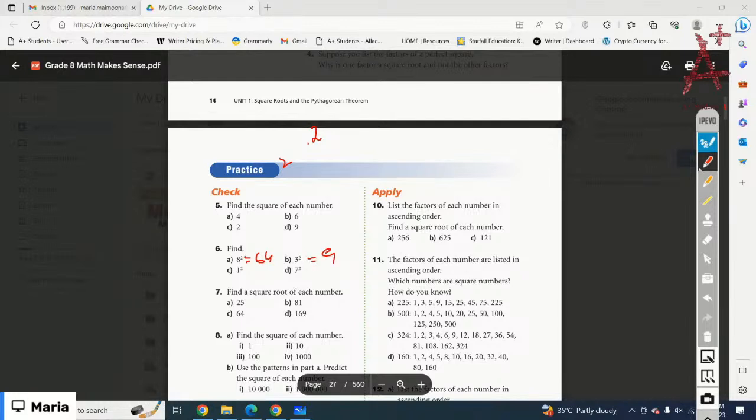Okay, let's just move on. Question number 7. Find a square root of each number. Square root of each number means you have to find the factor of 25.